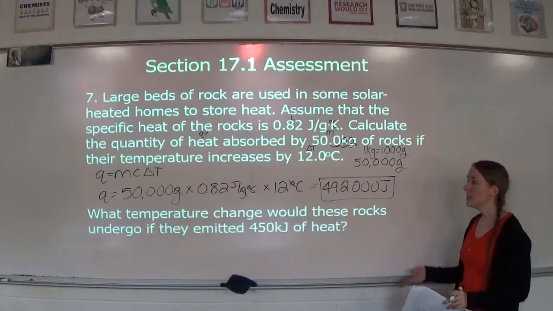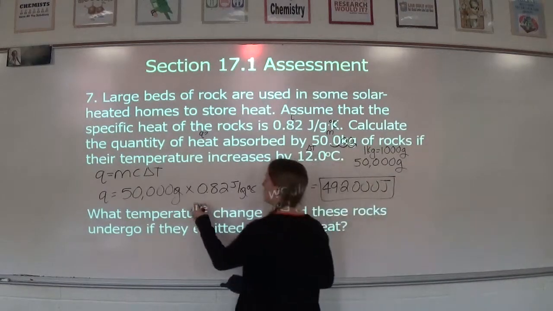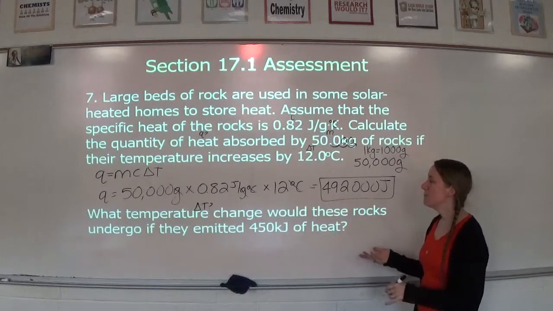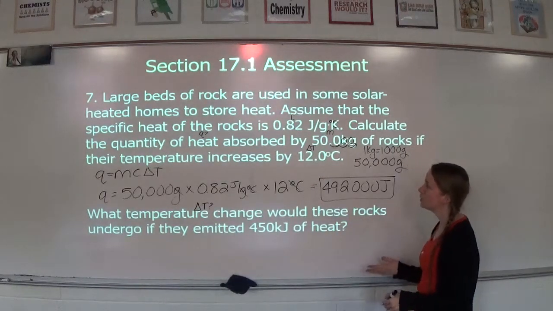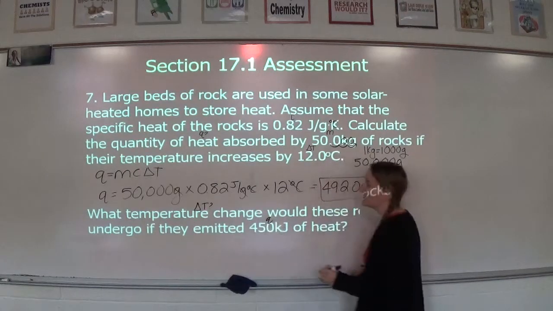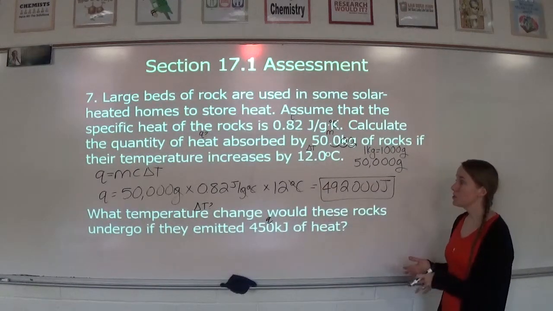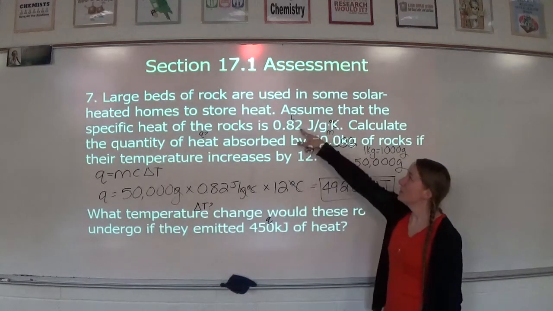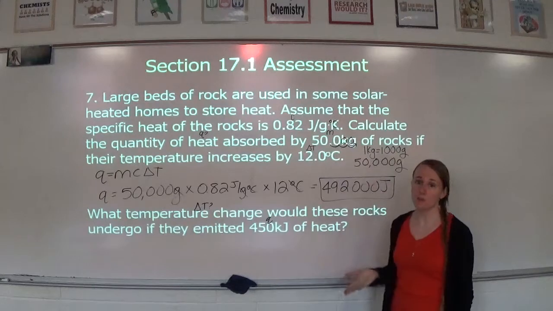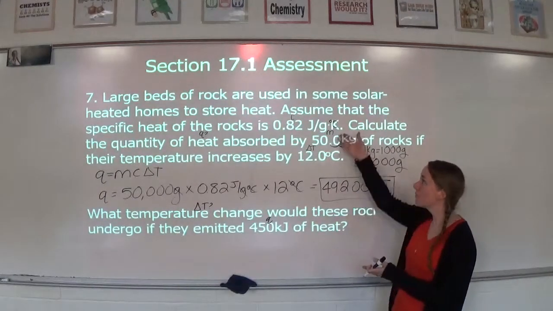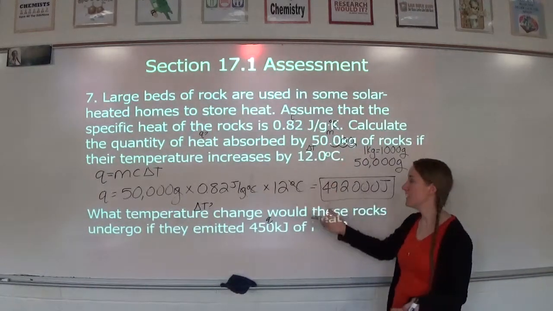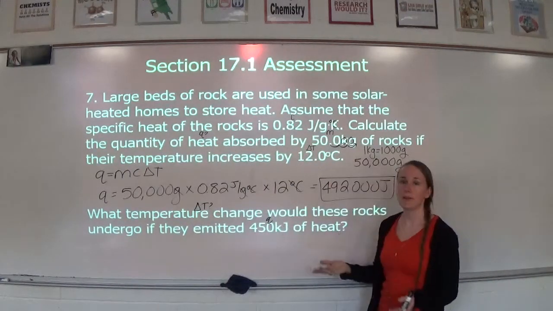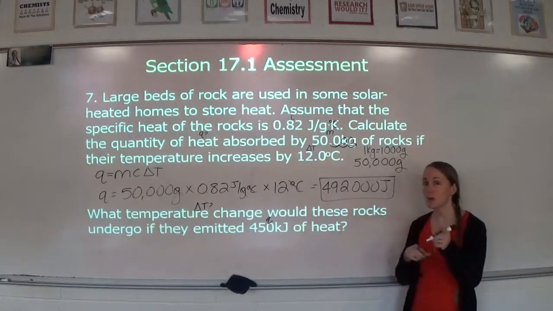Then it says, what temperature change, so in this case, I'm looking for delta T, would these rocks undergo if they emitted 450 kilojoules of heat? So there's my heat now. Okay, so what temperature change would it have to go through? So we don't have temperature change anymore, we're looking for it. We can keep the same C and the same M from the previous part because it's the same amount of rocks and so they'll have the same specific heat. But this time we won't use the 12 and instead of solving for Q, we're going to plug in the 450 kilojoules.